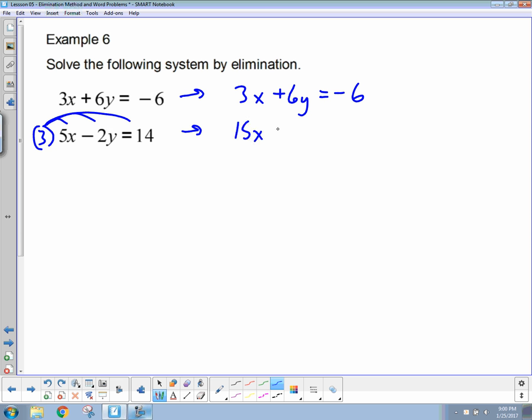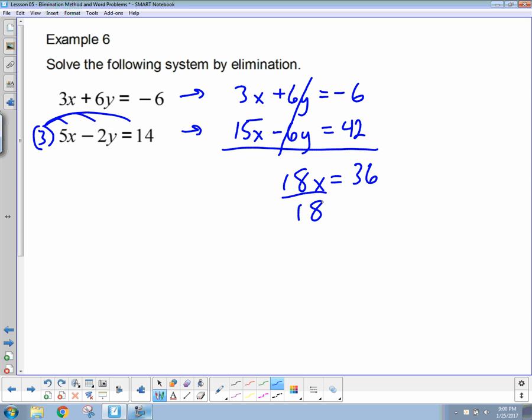14 times 3, 42. You notice the y's can cancel, so we will. 15 plus 3 is 18x. 42 minus 6 is how I'm looking at it. I get 36. Okay, divide by 18. X equals 2.